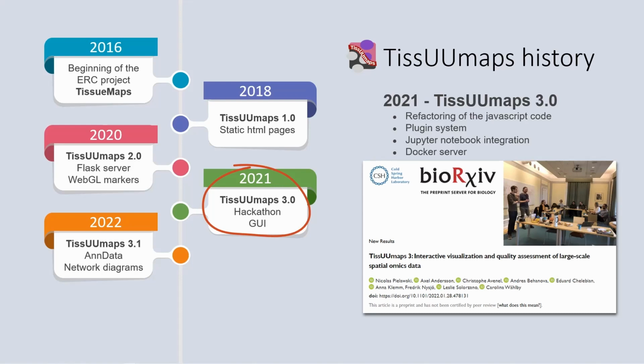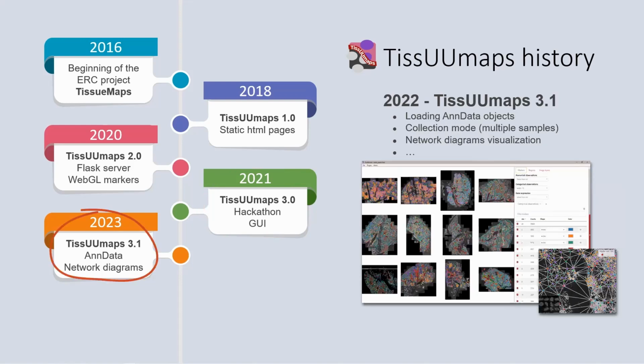And that was 2 years ago. And then this year, 2023, we released TissUUmaps 3.1. And now we can load AnnData files directly. We can have multiple images in parallel, so that you can compare samples or compare different layers directly next to each other in TissUUmaps. And also network diagrams visualization.